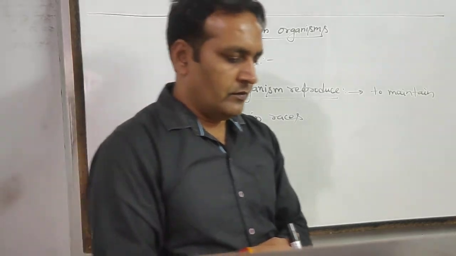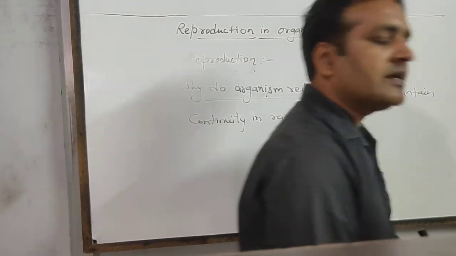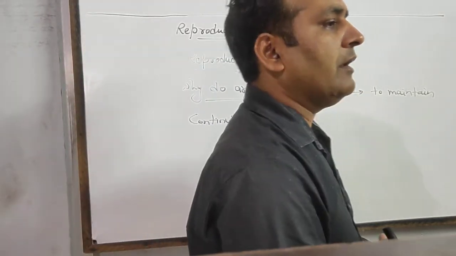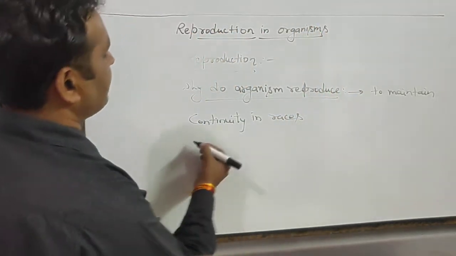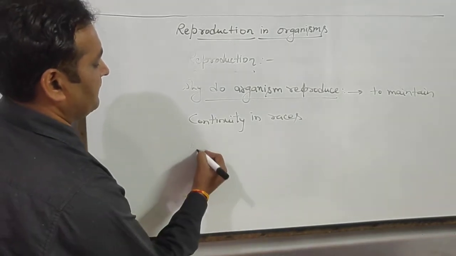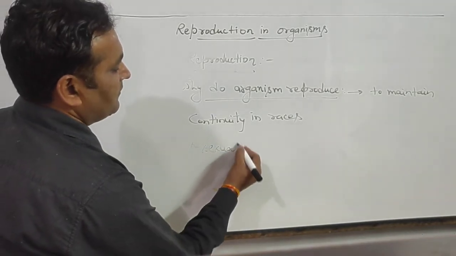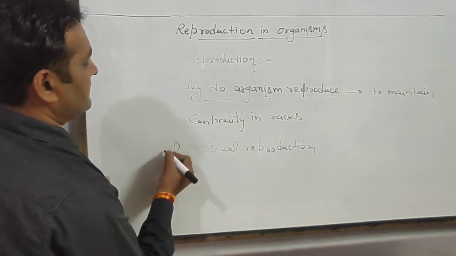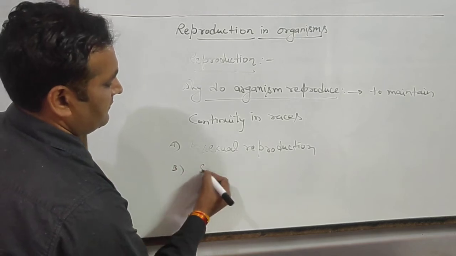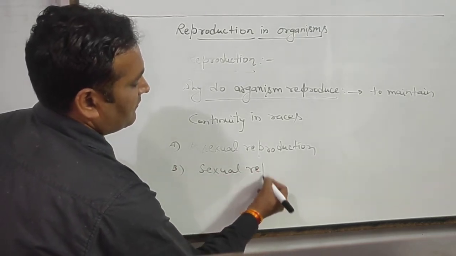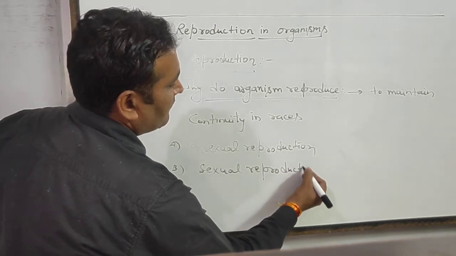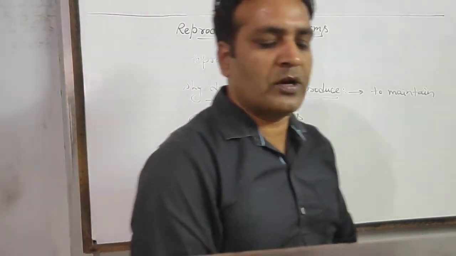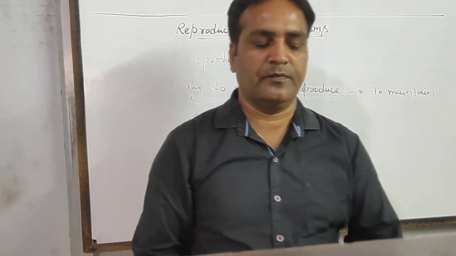There are various modes of reproduction in different organisms which are broadly classified into asexual reproduction and, second, sexual reproduction. First of all, we will discuss various asexual reproductive modes in different organisms.